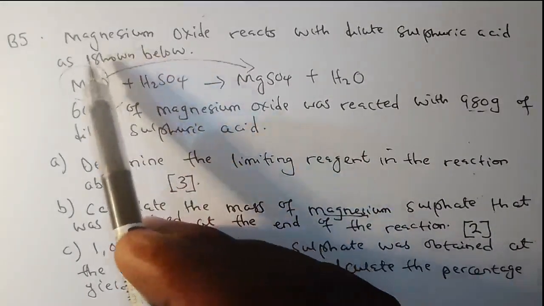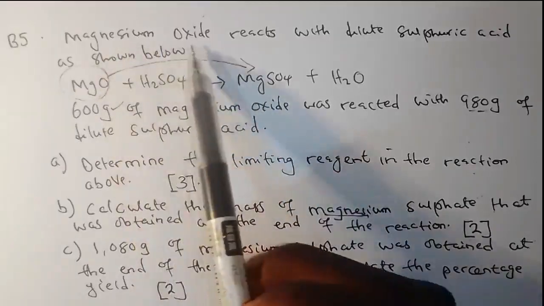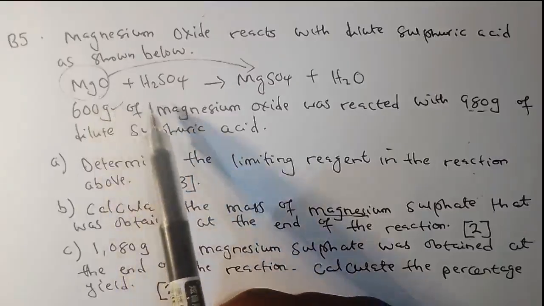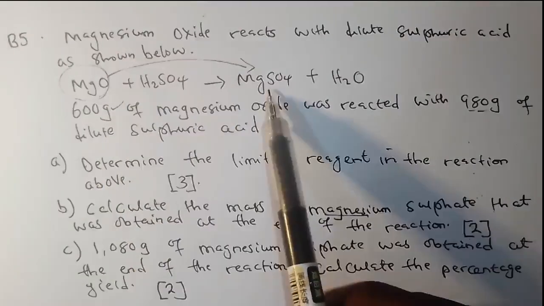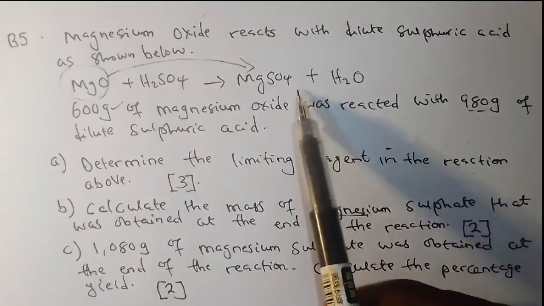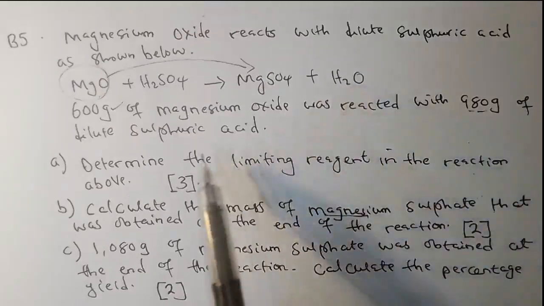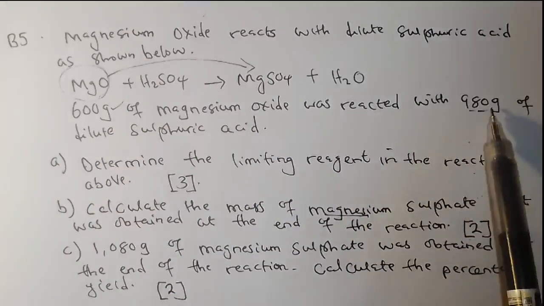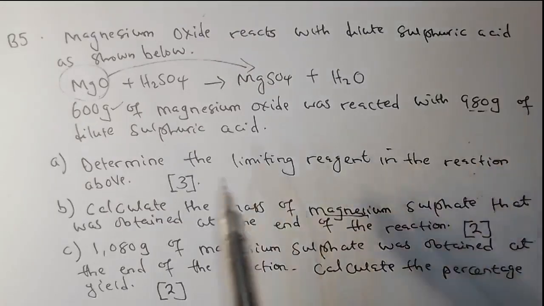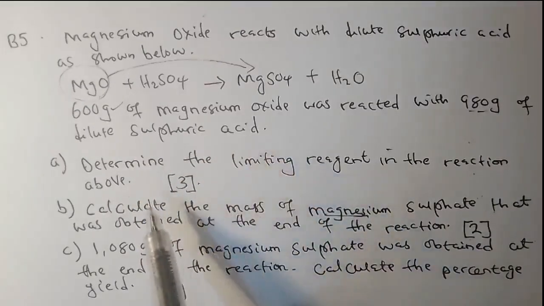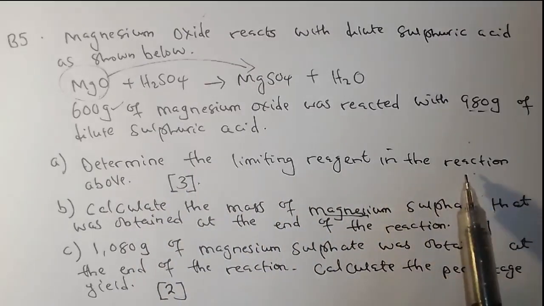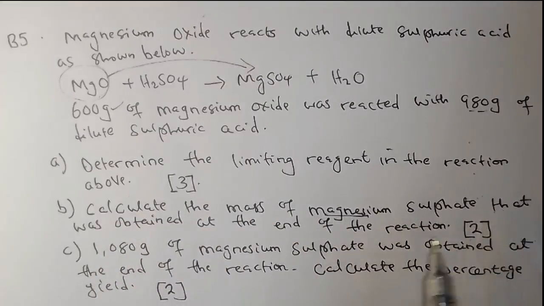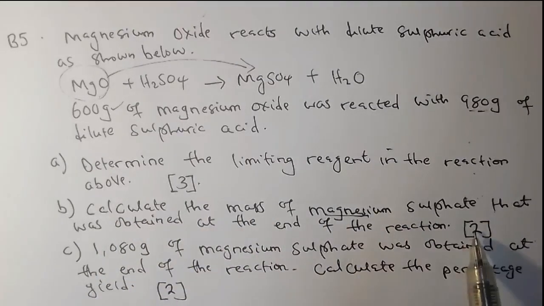The question reads: magnesium oxide reacts with dilute sulfuric acid as shown below. Magnesium oxide plus sulfuric acid equals magnesium sulfate plus water. We have been told that 600 grams of magnesium oxide was reacted with 980 grams of dilute sulfuric acid. A, determine the limiting reagent in the reaction above. B, calculate the mass of magnesium sulfate that was obtained at the end of the reaction.